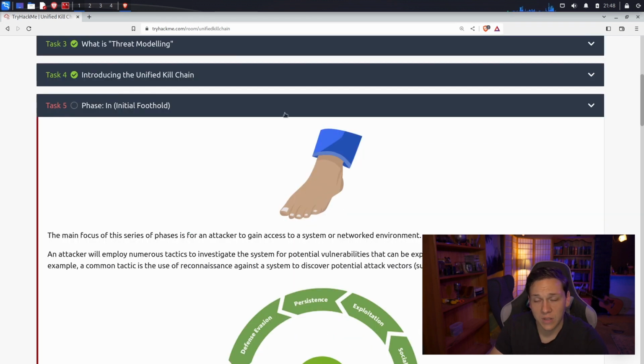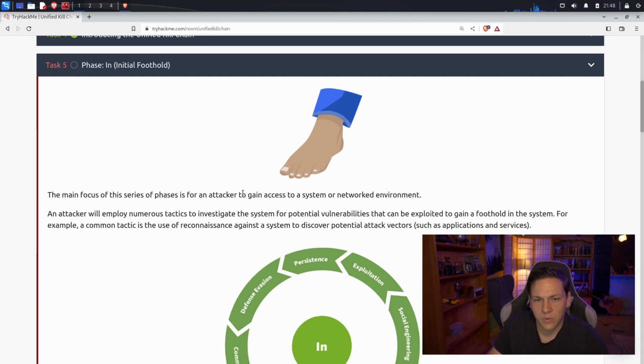Initial foothold, with a lovely picture of a foot. The main focus of this series of phases is for an attacker to gain access to a system or networked environment. An attacker will employ numerous tactics to investigate the system for potential vulnerabilities that can be exploited to gain a foothold in the system.